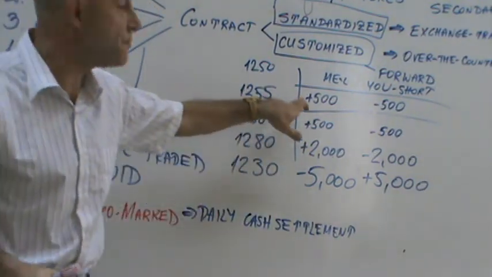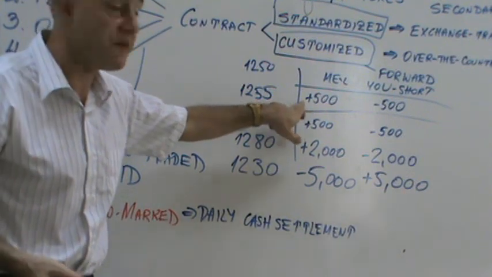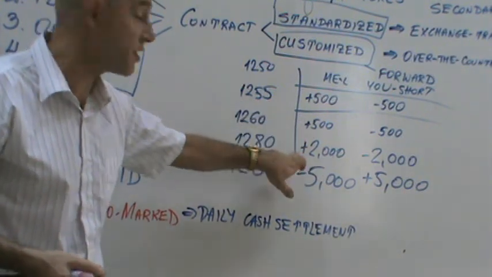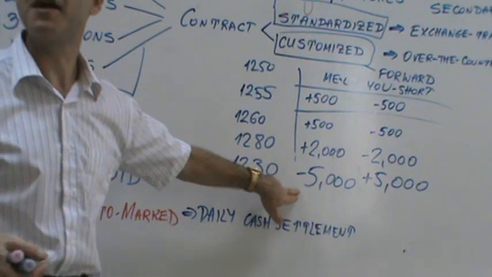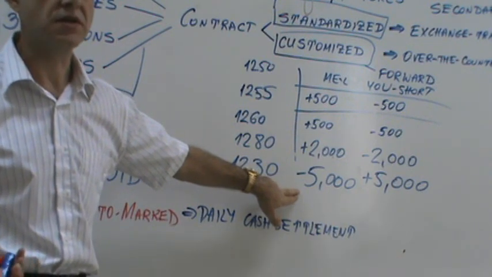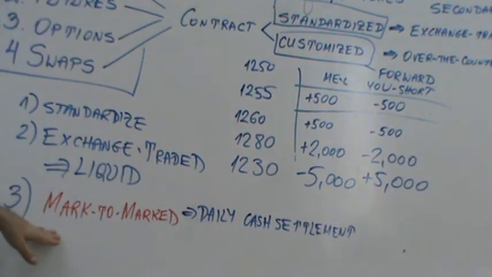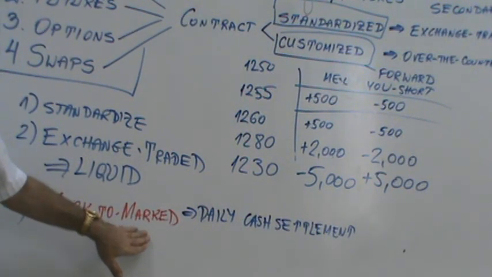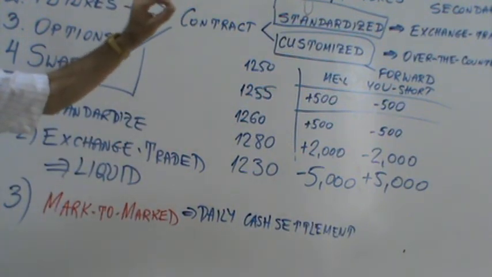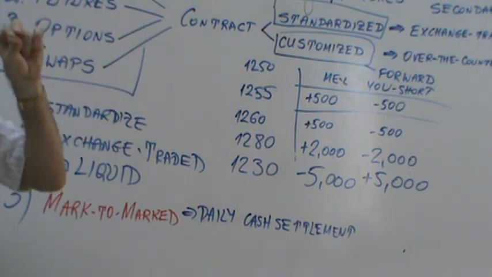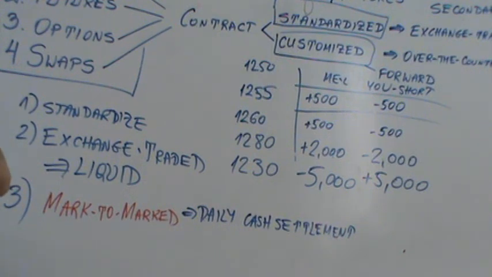So my initial balance, if it was zero, will be 500, then it's going to be 1,000, it's going to be 3,000, and now it's going to be minus 2,000. Okay? So that's how it goes. This is called mark to market. In other words, the futures price will have an initial contract price, and then every day there will be a price. And every day the price changes, there has to be a daily settlement.